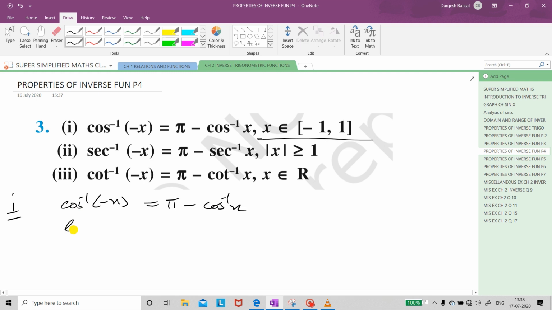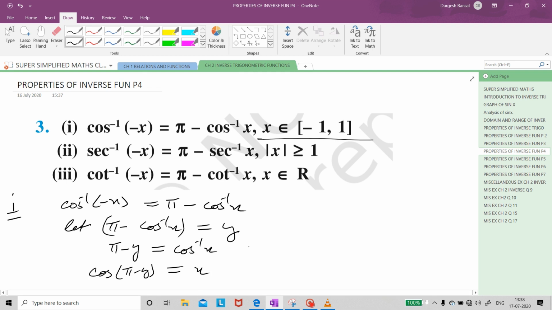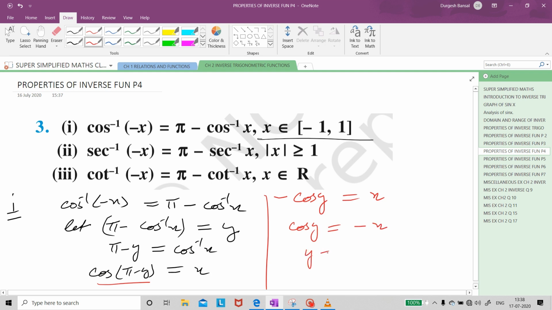Now to prove this, let us assume that pi minus cos inverse x is equal to y. We have assumed the right hand side to be y. That gives me pi minus y is equal to cos inverse x, and that gives me cos of pi minus y is equal to x. Now what is cos of 180 minus theta? Cos of pi minus y means cos of 180 minus y, which is minus cos y, is equal to x. So I can write cos y to be equal to minus x. So I can write y to be cos inverse of minus x.